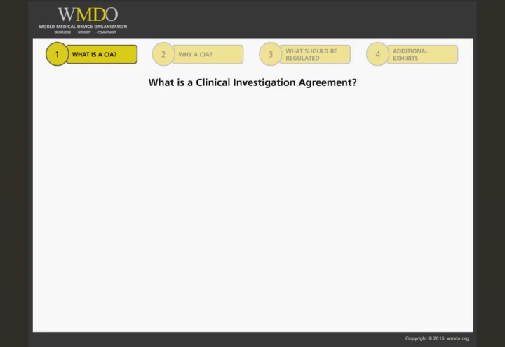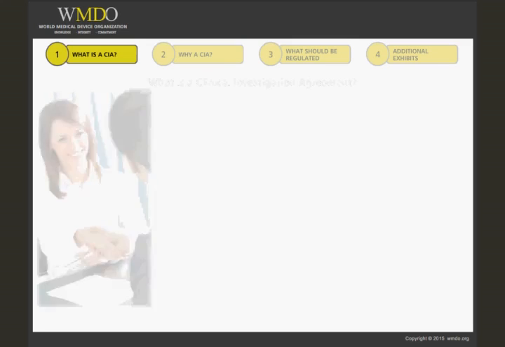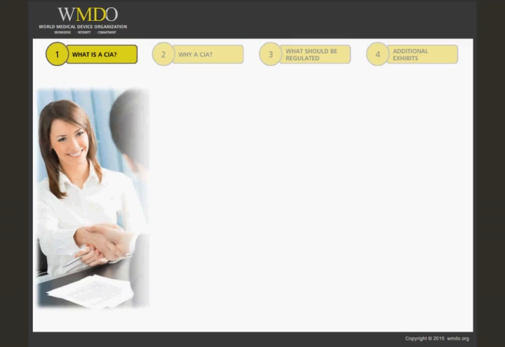Let us start with the first question. What is a clinical investigation agreement? What turns a written document into a contract? Here's some background knowledge to begin with. These are the parameters of a contract in general.